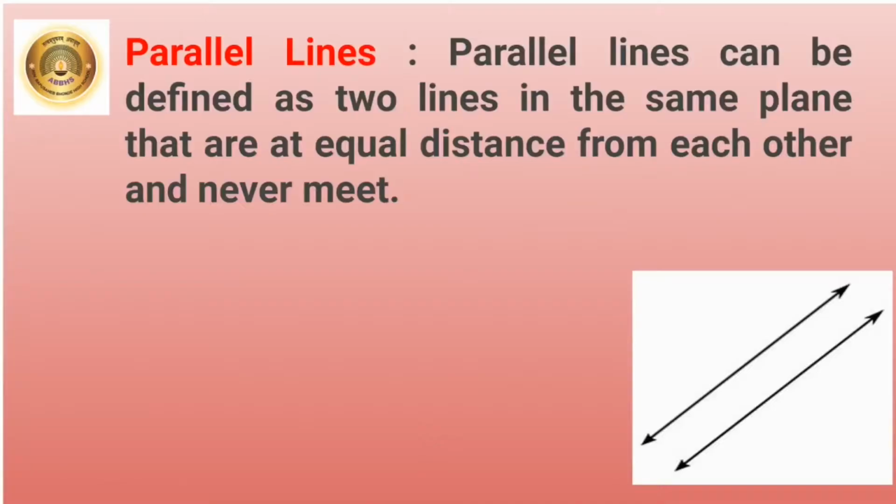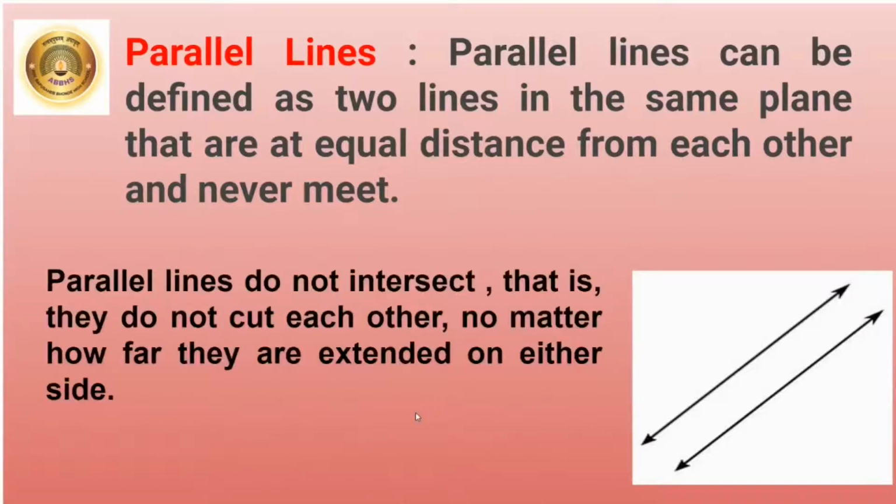The next topic is parallel lines. Parallel lines can be defined as two lines in the same plane that are at equal distance from each other and never meet. For example, these two lines given over here. They can be extended in both the directions, but these two lines will never meet however much you extend them. Parallel lines do not intersect. That is, they do not cut each other, no matter how far they are extended on either side.